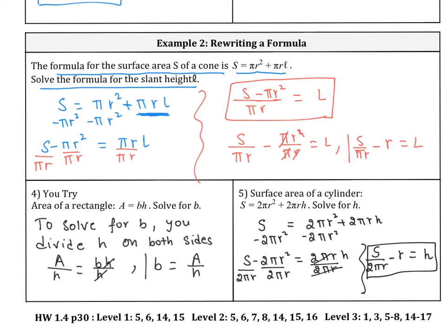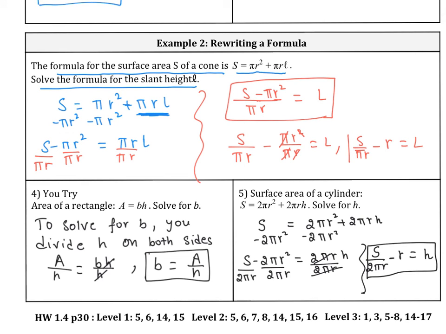So for number 4, you're going to solve the equation A equals BH for B. To solve for B, it means that B should be by itself. So you remove the H from this side. That's why you're going to divide by H on both sides. The H and H cancel. So you're going to get the answer as A over H equals B. So this is your answer: B equals A over H.